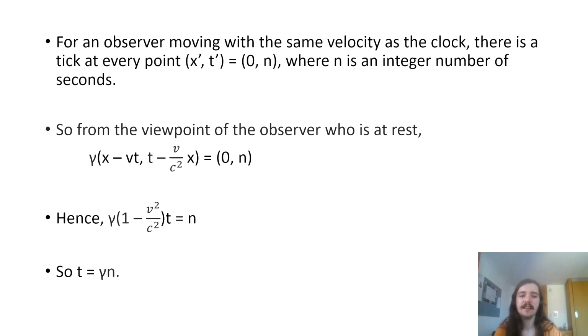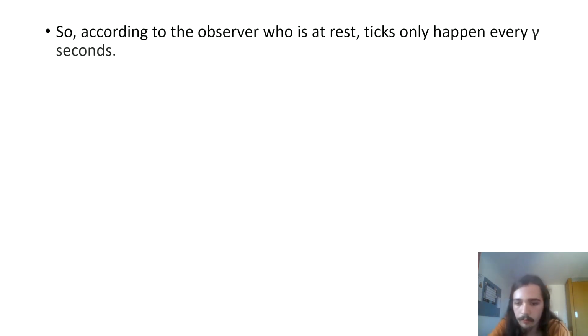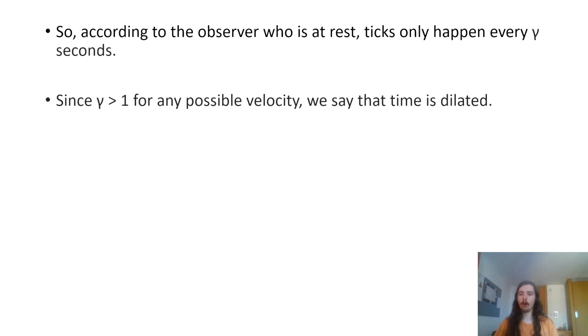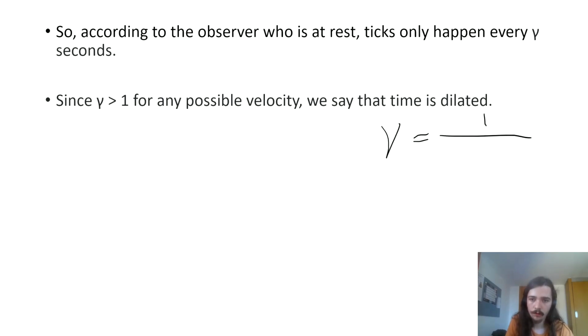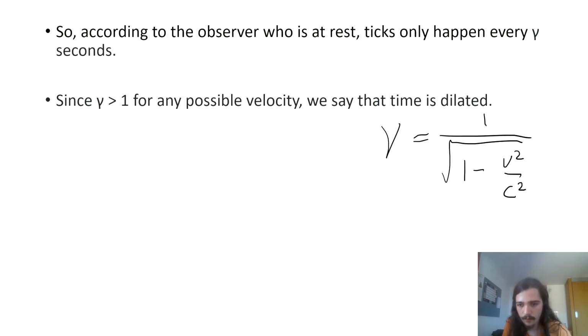But that actually simplifies to t equals gamma n, because 1 minus v squared over c squared is actually equal to 1 over gamma squared. So t equals gamma n. So from the point of view of the other observer, ticks only happen every gamma seconds rather than every 1 second. Gamma is always greater than 1. The reason for that is that we have gamma equals 1 over the square root of 1 minus v squared over c squared. Since this thing is always going to be less than 1 and we're dividing by it, then we will always end up with something that is greater than 1.